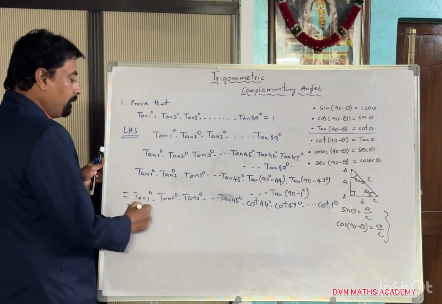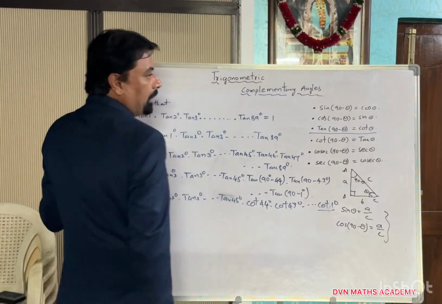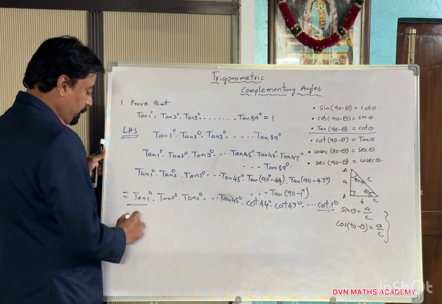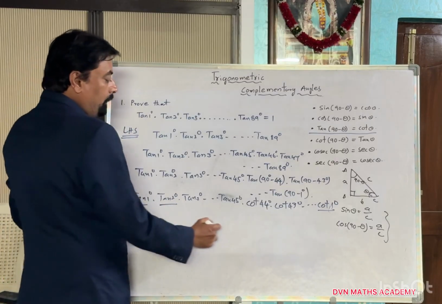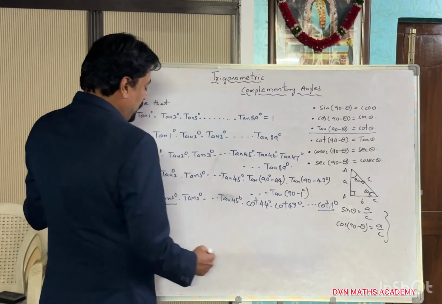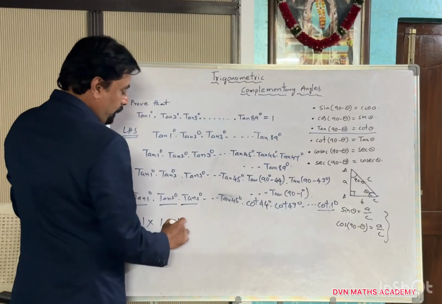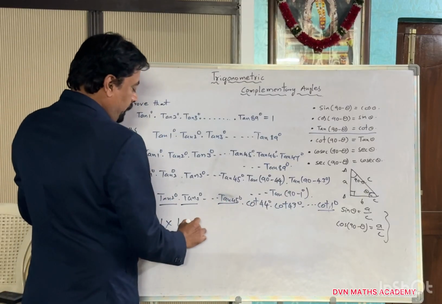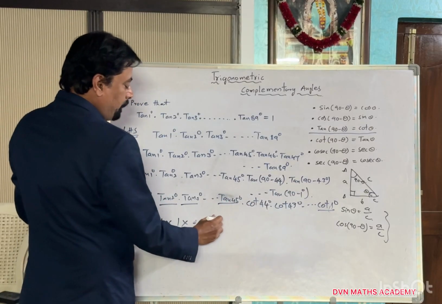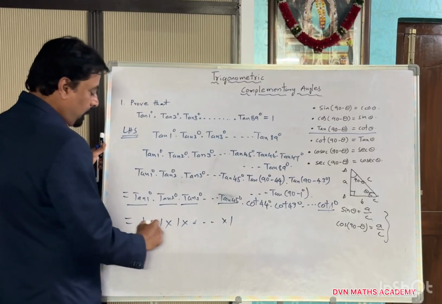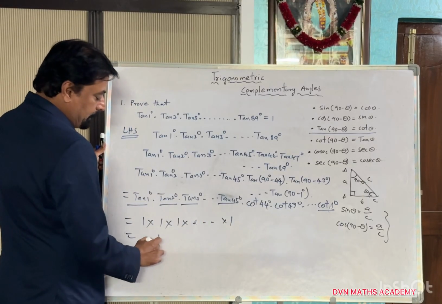If you observe tan 1 degree into cot 1 degree, these both are reciprocals. Tan and cot are reciprocals. This is 1 into tan 2 degree and cot 2 degree, you will get 1. And tan 3 degree and cot 3 degree, you will get 1. And tan 45 also 1. Like that, if you multiply, all are 1 values. 1 into 1 into 1 is equal to 1.